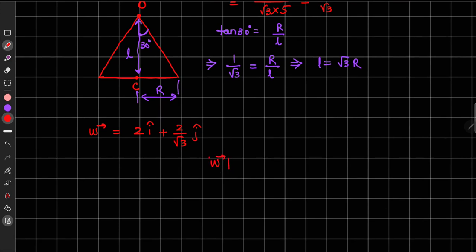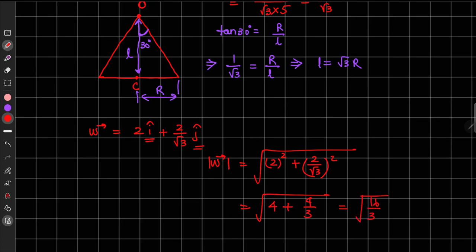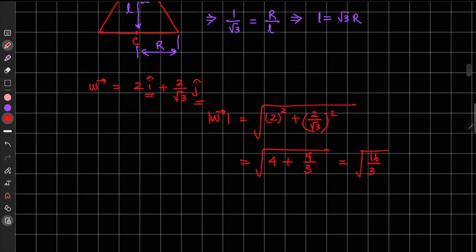We can write it as the square root of (2)² plus (2 by root 3)², as both i cap and j cap are the unit vectors and both are perpendicular to each other. So from here we will get the square root of 4 plus 4 by 3, that is equal to the square root of 16 by 3. So this is the magnitude of angular velocity we got.